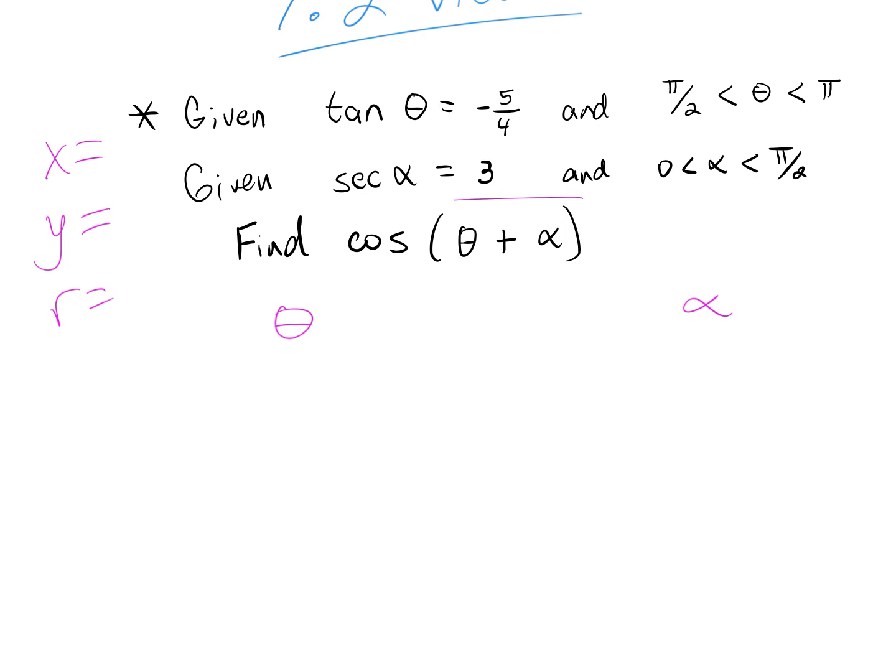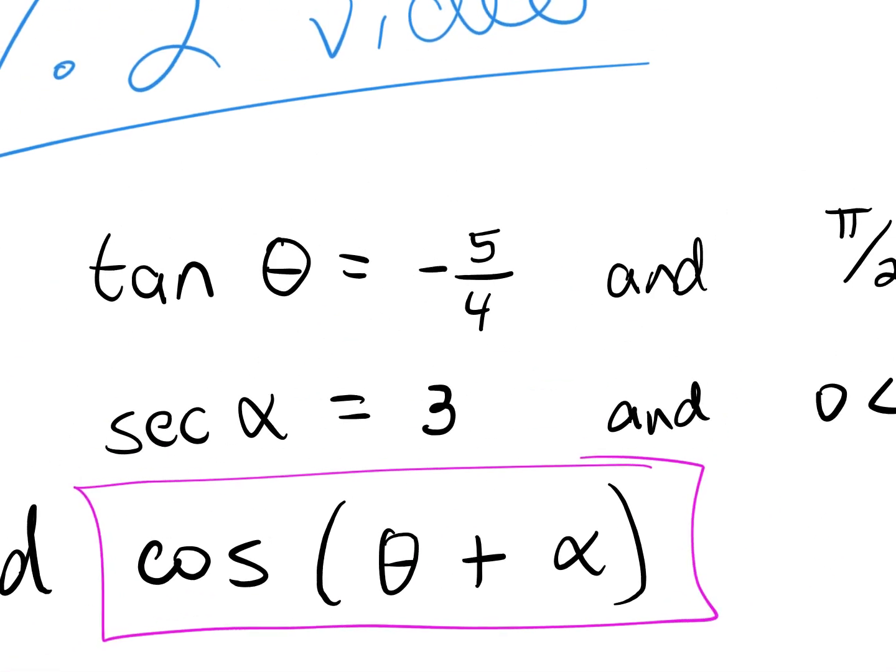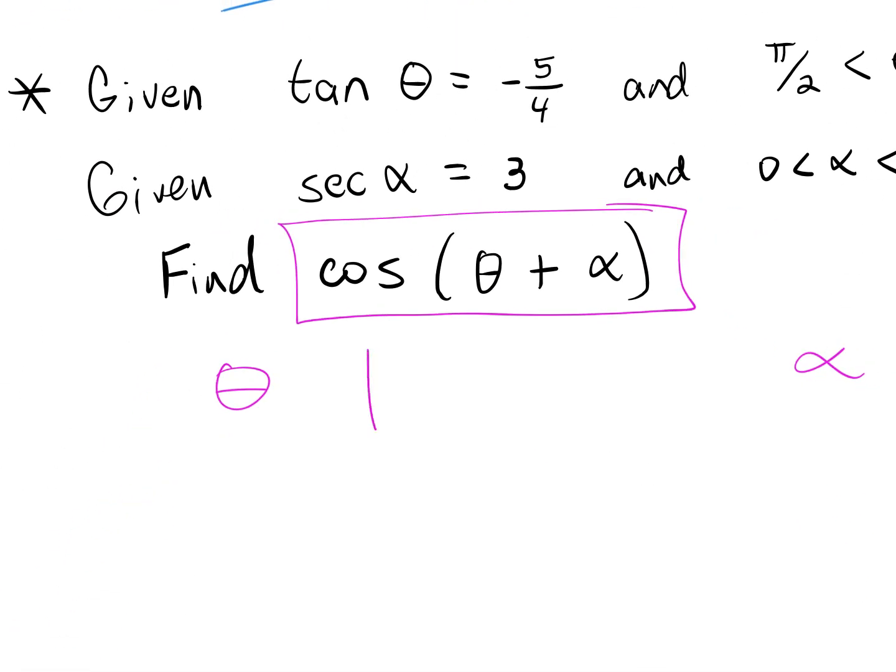So at the end of the day, you're going to use this formula that they give you. You just have to find out all the stuff you're plugging into the formula. That's the hard part. So for the first one, theta, they told me that tangent was negative 5/4.